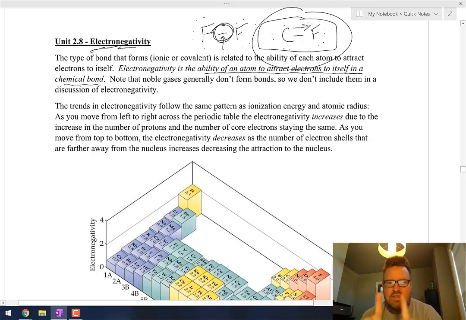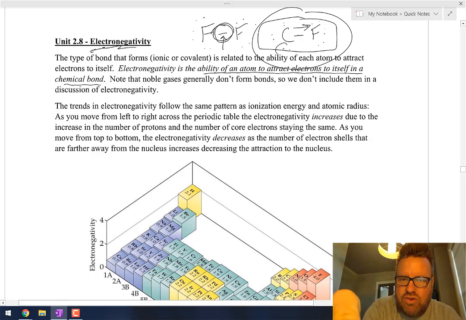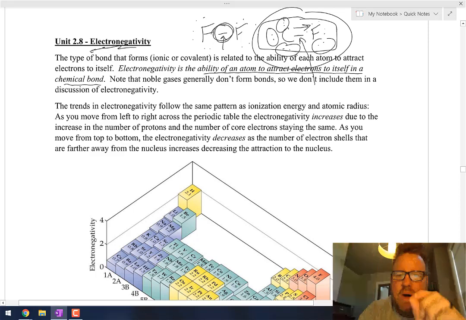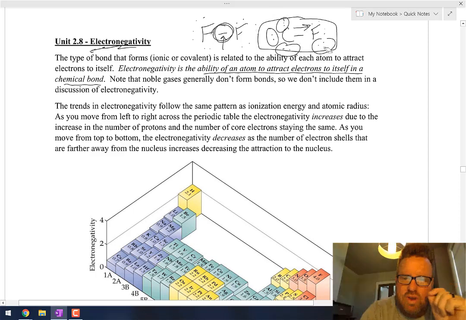So it has to be in a bond. Electronegativity has nothing to do with these electrons out here. Electronegativity only deals with those electrons that form the bonds between the two different atoms.